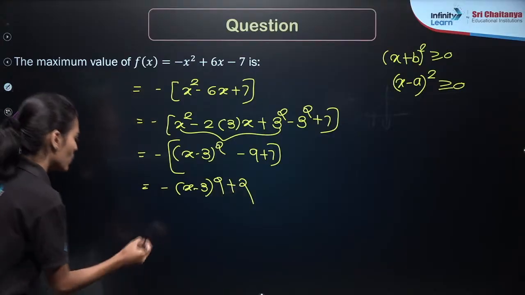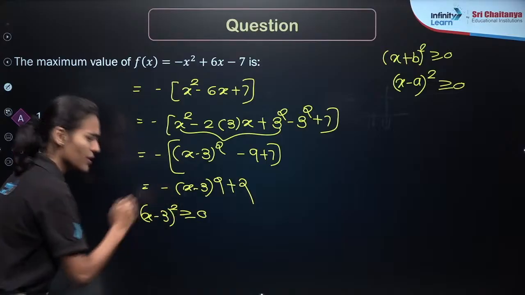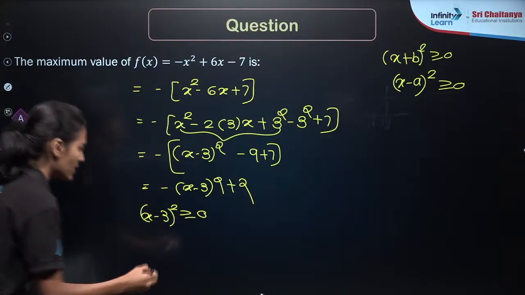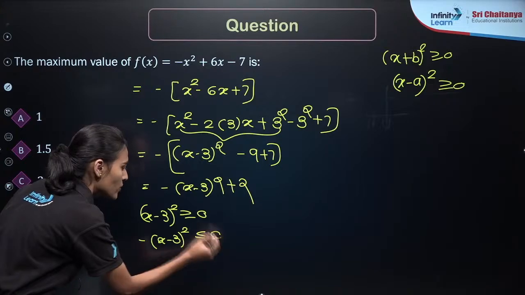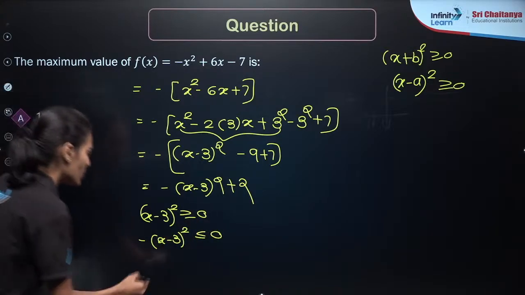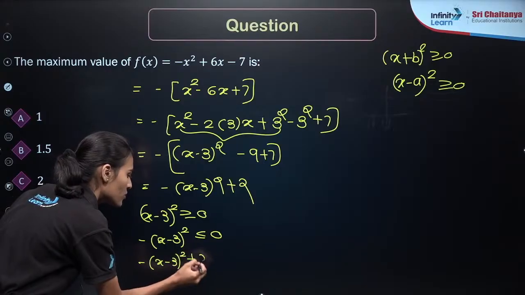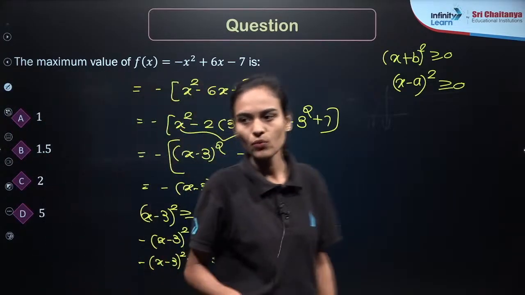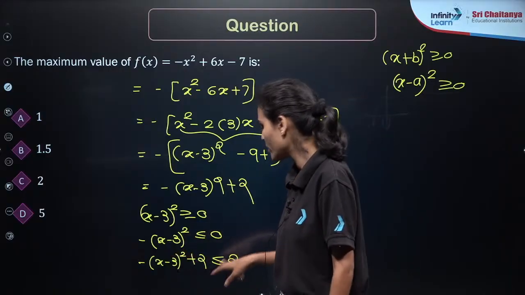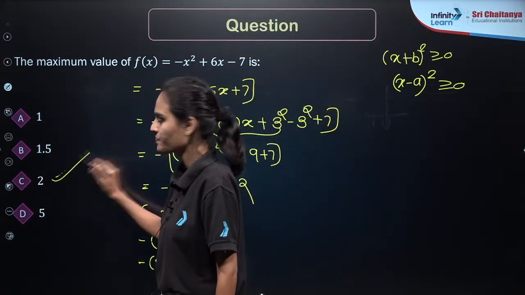Right? Now see, we have x minus 3 whole square is greater than or equal to 0. If I multiply negative sign, then I will get minus x minus 3 whole square as less than or equal to 0. Now adding 2 on both sides, you will get minus x minus 3 whole square plus 2 less than or equal to 0 plus 2, 2. And this is the maximum value. Your function is less than or equal to 2. Okay, so that's why the answer is 2.